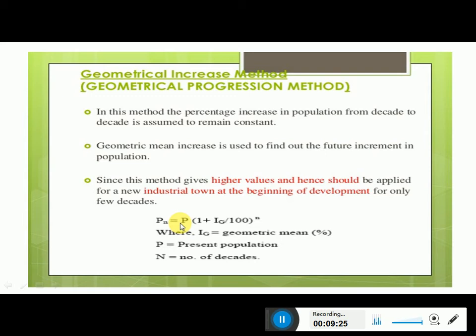So the relationship used is Pn = P * (1 + Ig/100)^n, where Ig is the geometrical mean in percentage, P is the present population, and n is the number of decades. So this is the equation used to predict the population using the geometrical increase method.